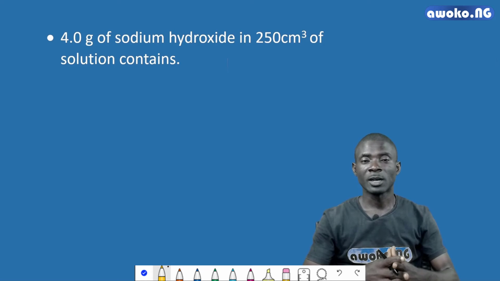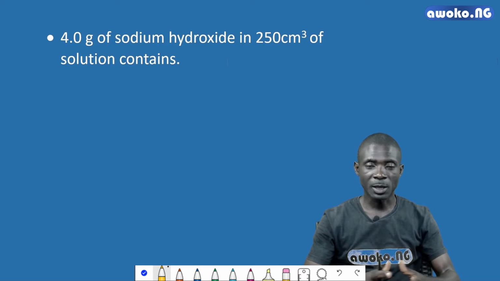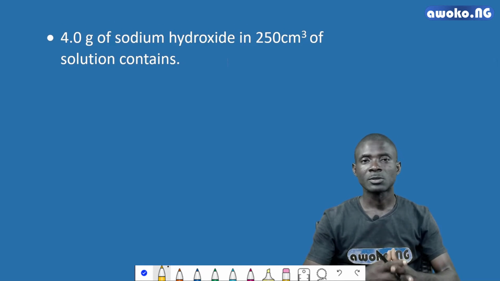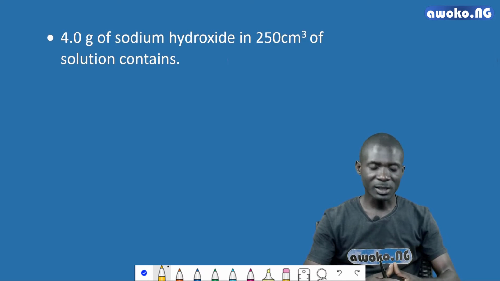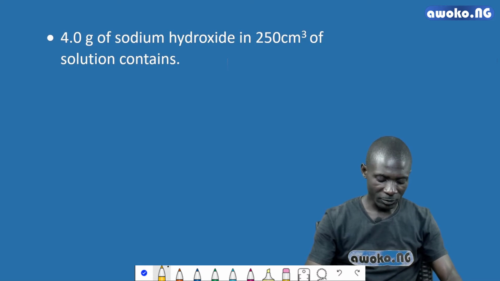All right, let us continue from where we stopped in our previous class. We talked about some calculations in preparation of solutions, and we looked at two examples. So today we are going to continue from where we stopped. Now let's look at the question we have here.